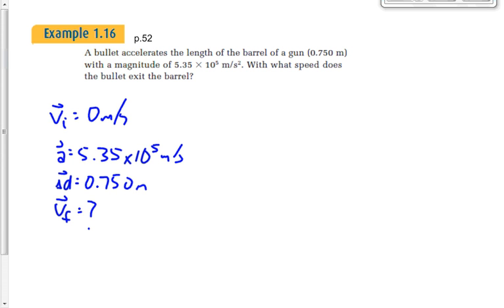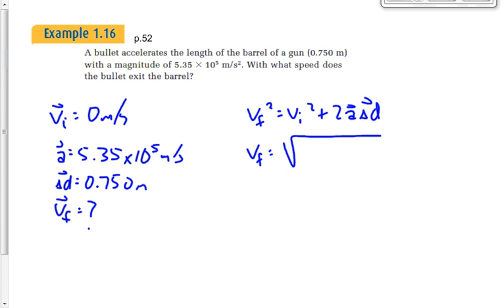Take a look at your data sheet here, okay? Top right-hand corner. All of them except for V equals D over T. Which one seems to fit? Okay, Dustin's suggesting that we use VF squared is equal to VI squared plus 2AD. Okay, that's a valid equation. Let's rearrange that to solve for VF. How do you get VF when it's squared? Square rooted, right? VF is equal to the square root of VI squared plus 2AD.